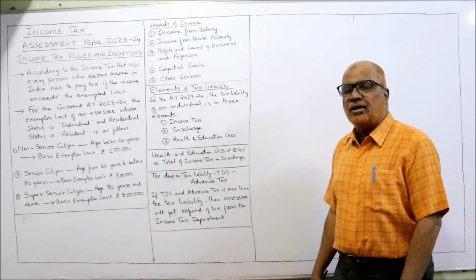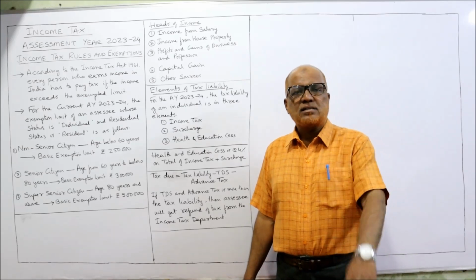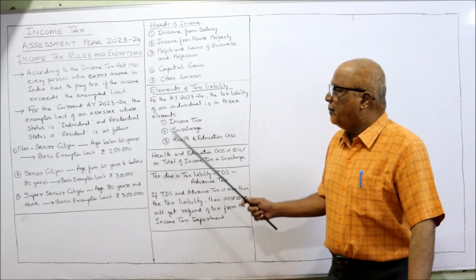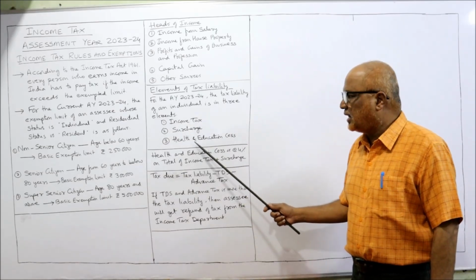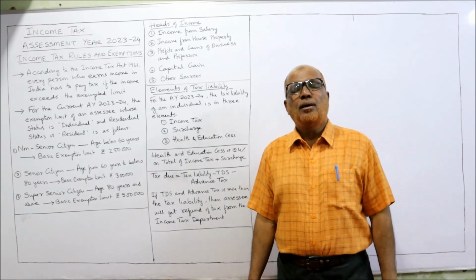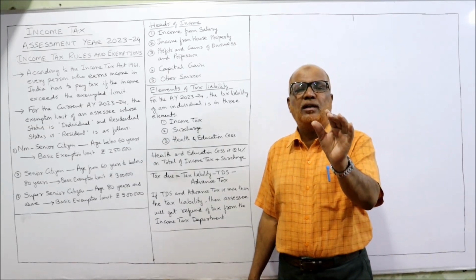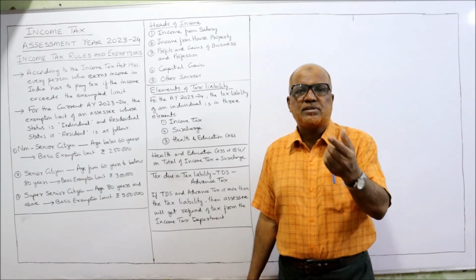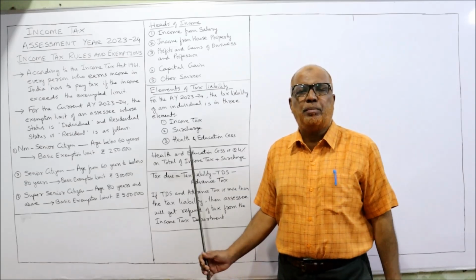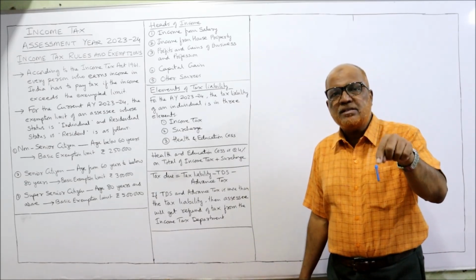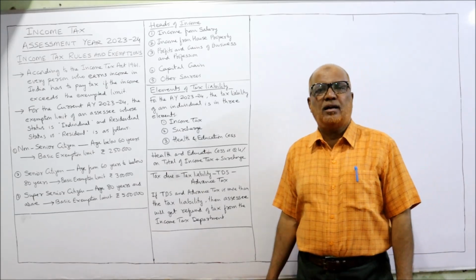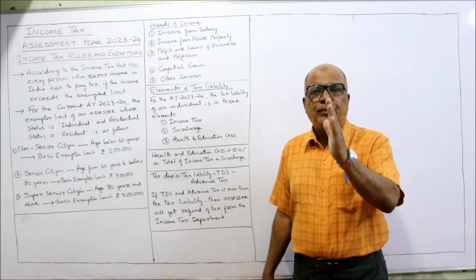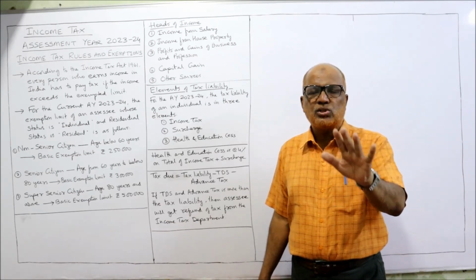Now elements of tax liability. In order to find out the tax liability, Income Tax Act says for the current assessment year, 3 elements are there. Basic income tax, then surcharge, then health and education cess. Basic income tax means on the total income, different slabs will be applied. By applying the different slabs and calculating the tax, that is called the basic income tax. On the basic income tax, surcharge will be added if the income is above 50 lakh. Up to 50 lakh rupees total income, no surcharge.